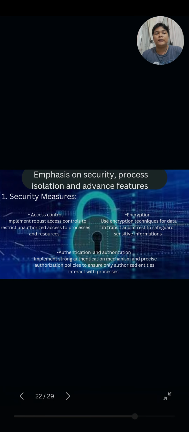Security measures. Access control. Implement robust access controls to restrict unauthorized access to processes and resources. Encryption. Use encryption techniques for data in transit and at rest to safeguard sensitive information. Authentication and authorization. Implement strong authentication mechanisms and precise authorization policies to ensure only authorized entities interact with processes.